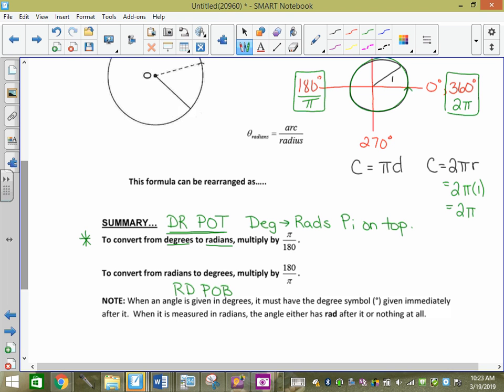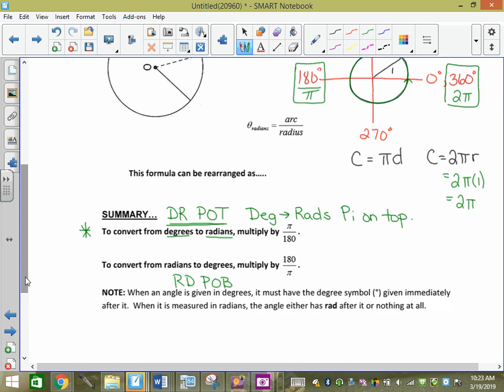Okay? So if we're going from degrees to radians, pi on top. So let's prove that 360 is actually 2 pi. If I had 360 degrees, I would be going from degrees to radians, right? So degrees to radians, pi on top. So I'm going to multiply by pi over 180. We agree?